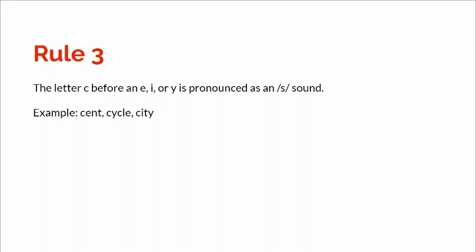Rule 3. This rule is pretty short and simple, but it's still very important to remember. The letter C before an E, I, or Y letter is pronounced with an S sound. For example, cent, cycle, or city. So all of these have the E, I, or Y letter after the letter C. So that's why the C is pronounced with an S sound.